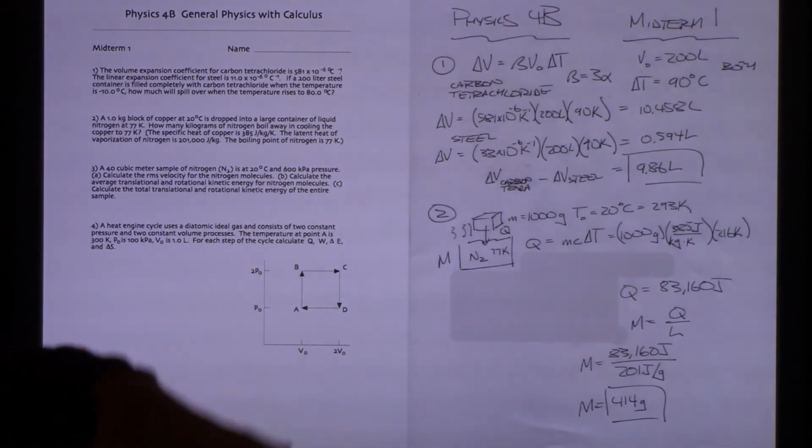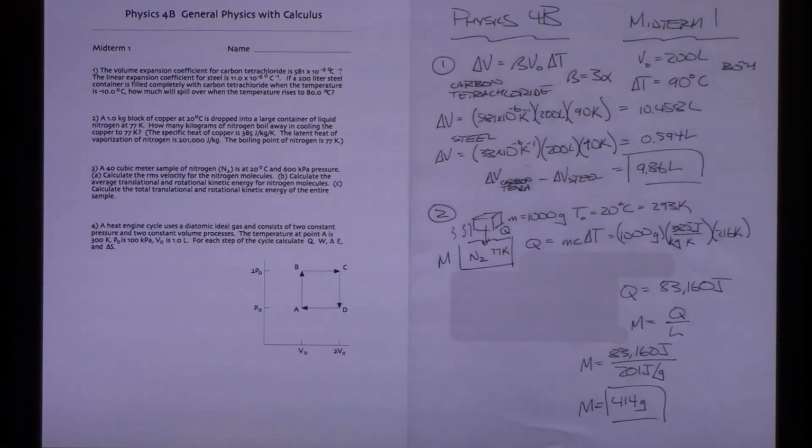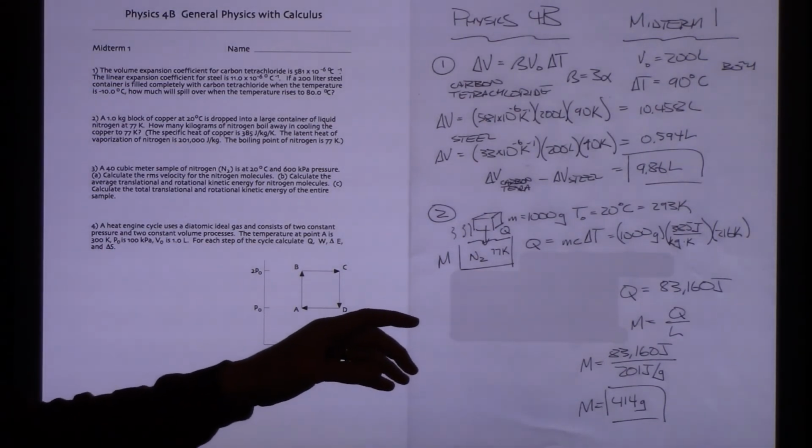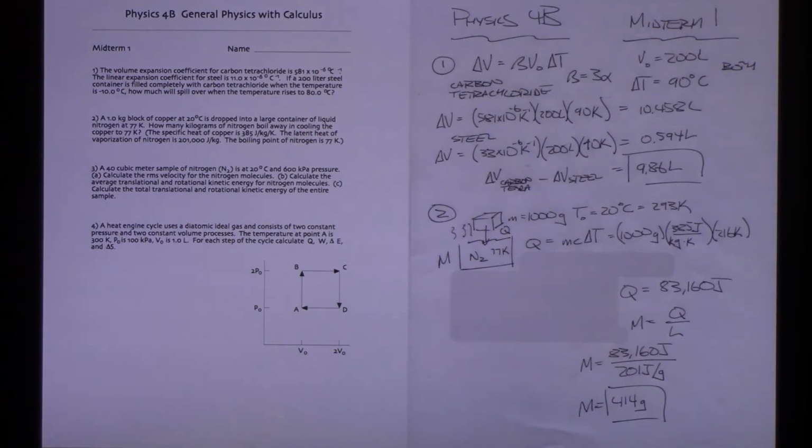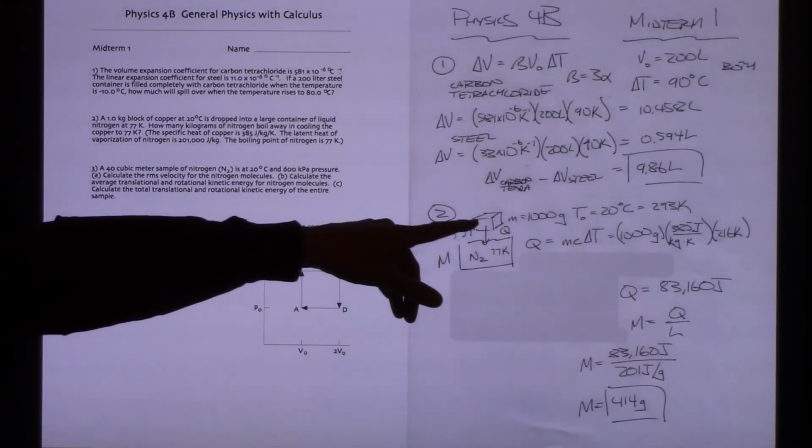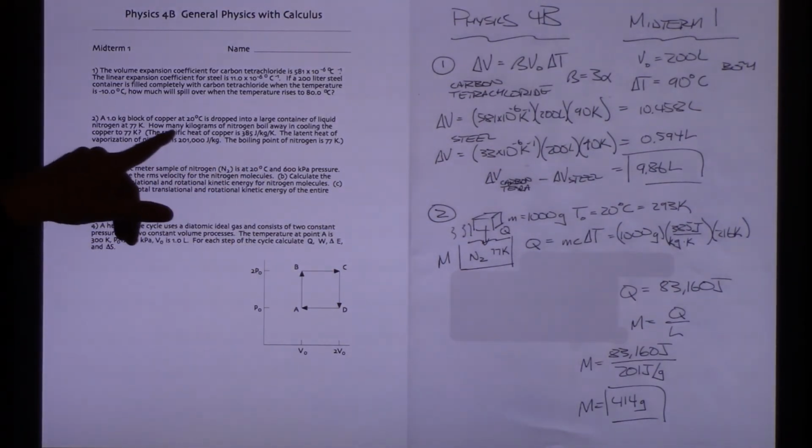Now if I drop something into the nitrogen, we're going to get vaporization. So what will happen is not a specific temperature change in the nitrogen, but instead we'll have a latent process. We'll have a phase change that takes place. And so for this, what we can do is find out how much heat is available in this block of copper.